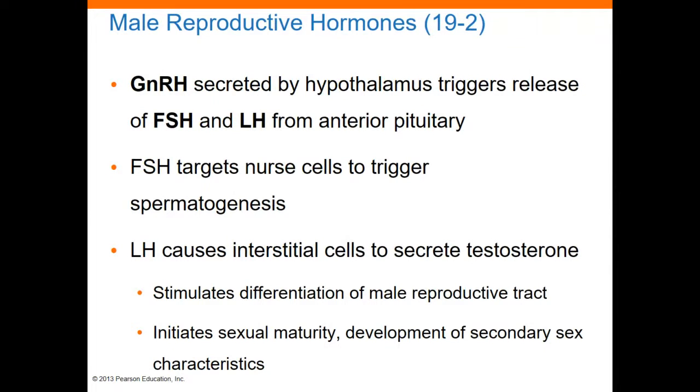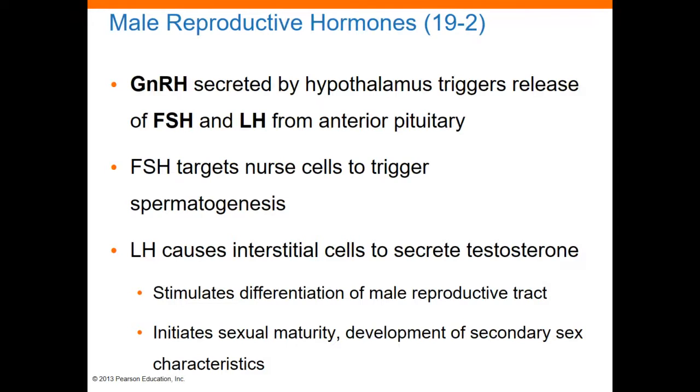All right. So this happens in puberty. The FSH, the follicle stimulating hormone, targets those nurse cells. And just as a refresher, the nurse cells, also called sustentacular cells, are found in the seminiferous tubules. That triggers the process of spermatogenesis that we looked at before. That's when our mitosis and meiosis 1 and meiosis 2 are going to start taking place. That's due to the FSH.